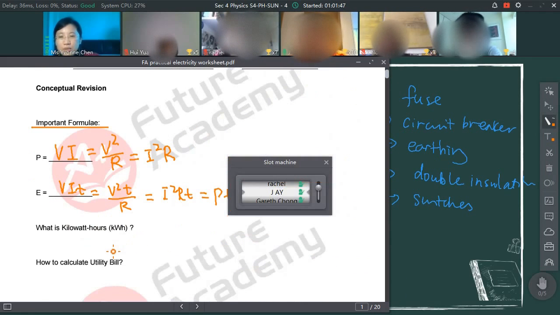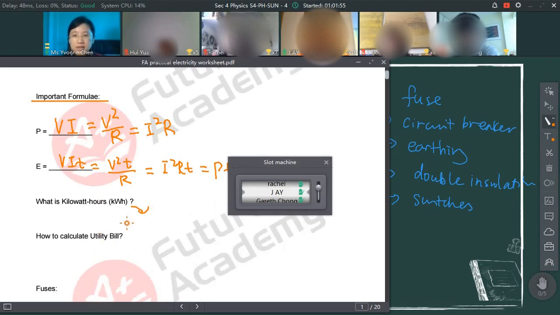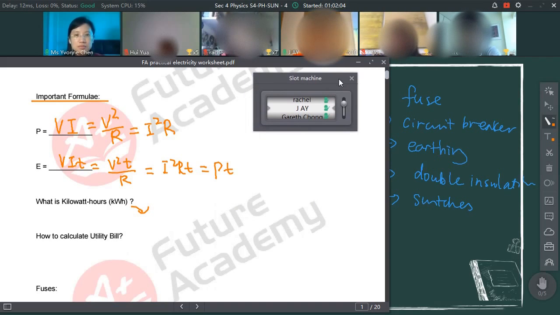Okay. And what is kilowatt hour? You may want to write down now. This is a very, very important concept. What is kilowatt hour? Write down the answer. Think about it. This is a very, very important key concept that you need to know.